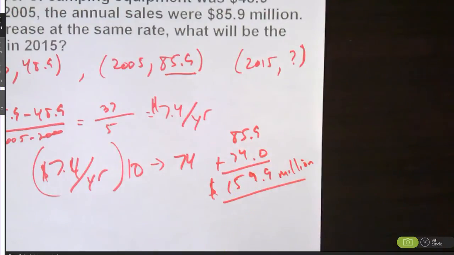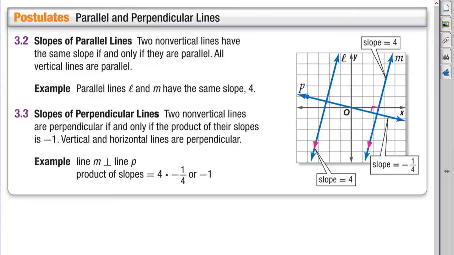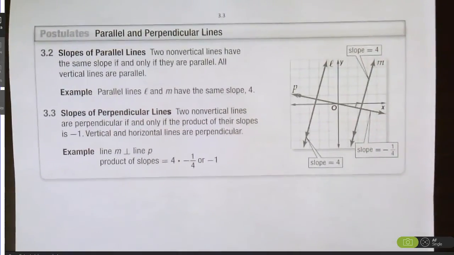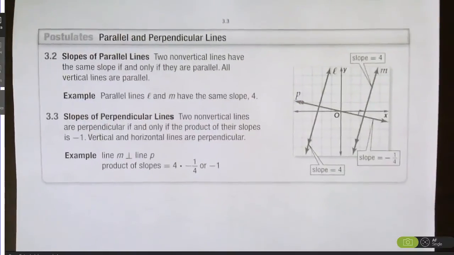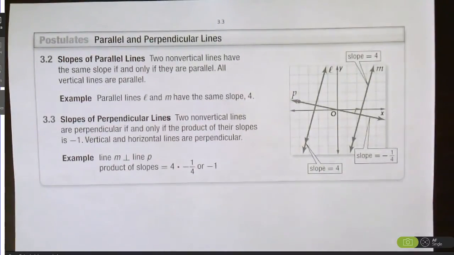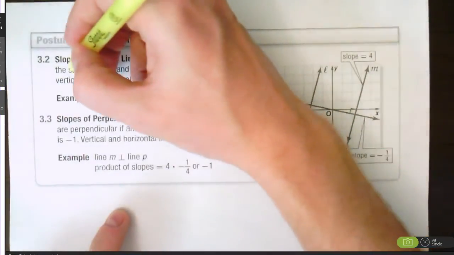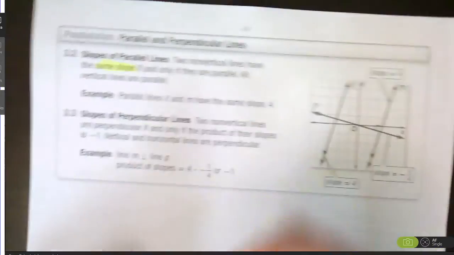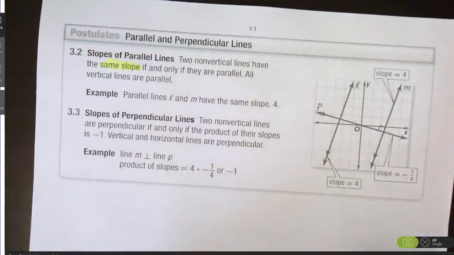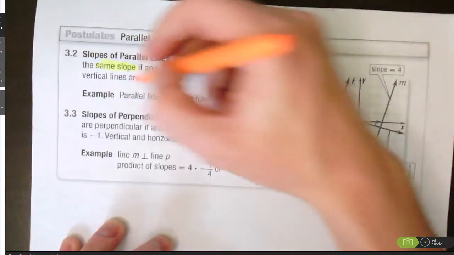Next thing, again, something else you've talked about, perpendicular and parallel lines. Okay, and specifically to do with those slopes of parallel and perpendicular lines. Now, slopes of parallel lines, okay, two non-vertical lines have the same slope if and only if they are parallel. Okay, that's key here. Same slope tells you if you're parallel, unless you're vertical, because all vertical lines are also parallel.